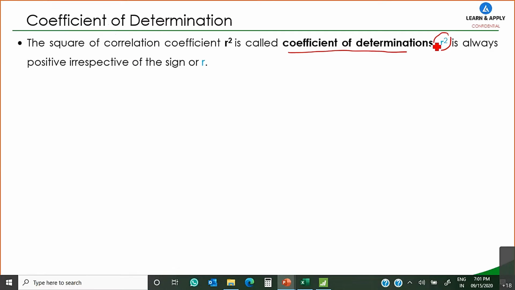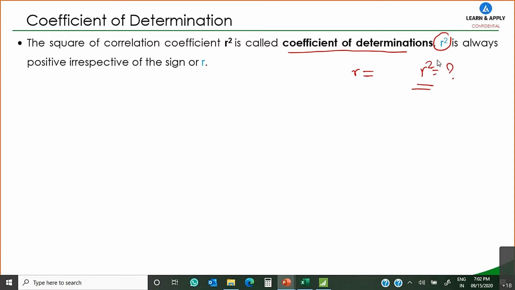Now, there can be the question: we have already calculated R, then what is the need to calculate R square? We know what is the purpose of R. We want to identify the relationship between the two variables. Now, why is there a need to calculate another statistic, which is just the square of the first statistic? That we are going to see.